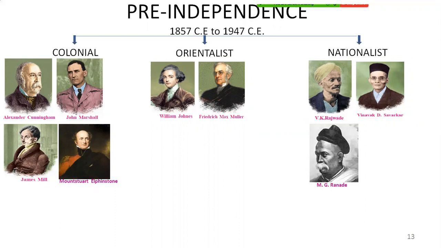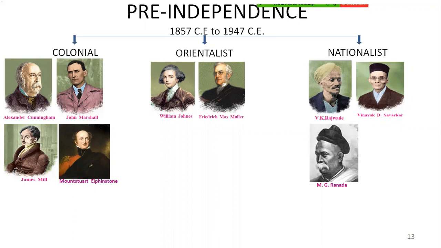Examples of this can be seen in the writings of James Mill and Mount Stuart Elphinstone, who was the governor of Bombay in 1841. Books written by Grant Duff, Colonel Todd, or even William Wilson Hunter show the same inclination of the Britishers of condemning Indian culture and history.